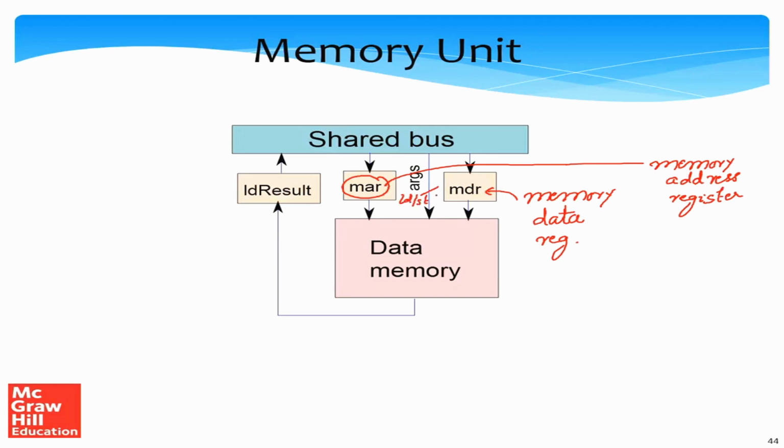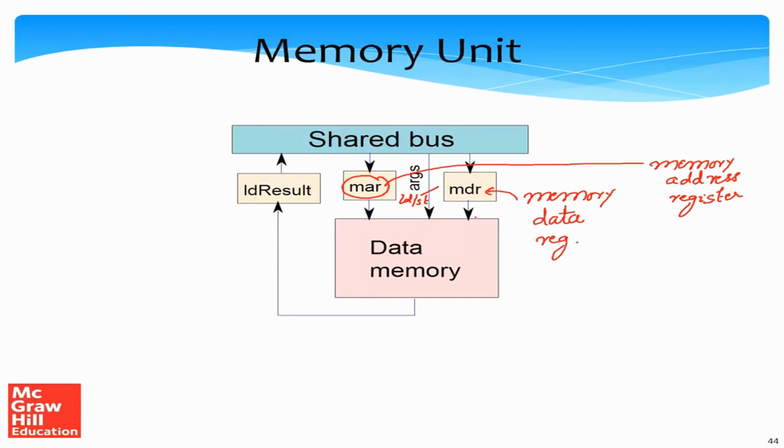So whenever we are doing a store operation, we'll send the memory address via the memory address micro register, and the data that needs to be stored will come via the shared bus to the memory data register. Subsequently, and also the type of the operation, which will be a store, this will go to the data memory where the store will be effected.